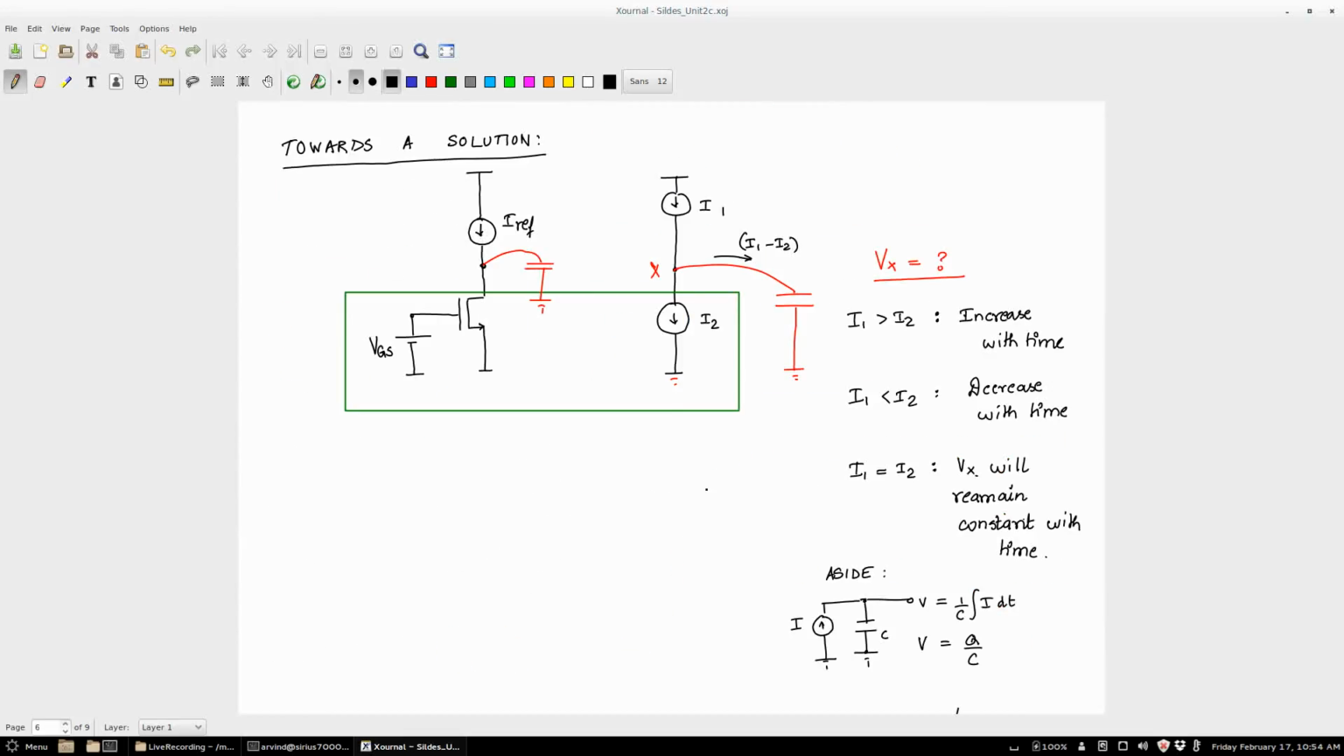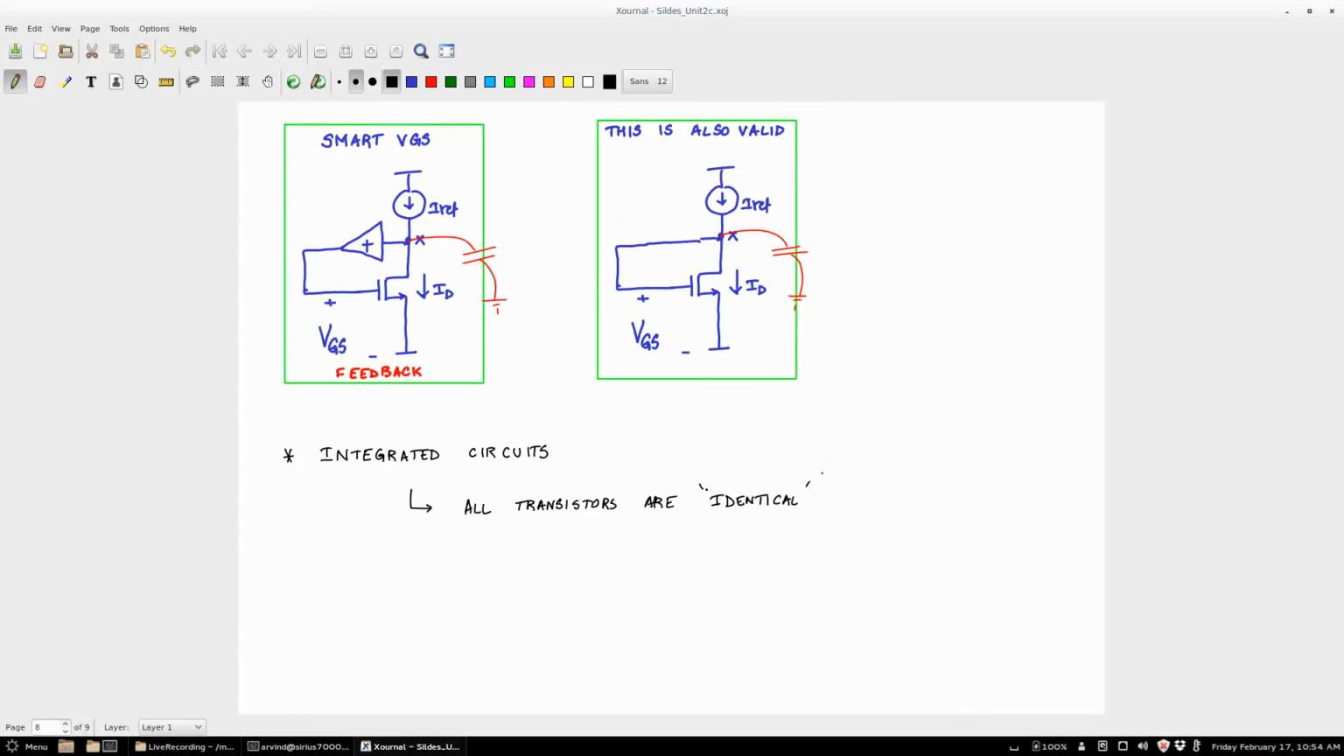Okay. There is a small caveat, which is that your W-to-L ratio may be different for different transistors, in which case there must be a scale factor that you have to account for. But for all practical purposes, they are identical. Okay.